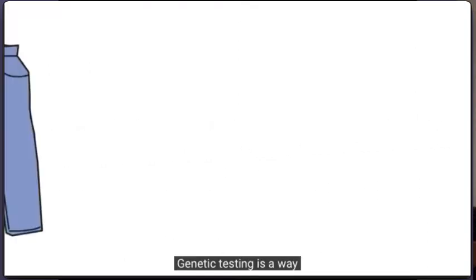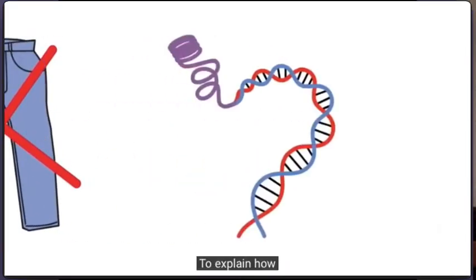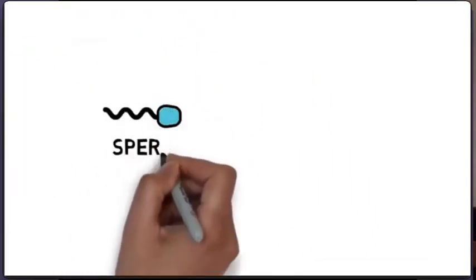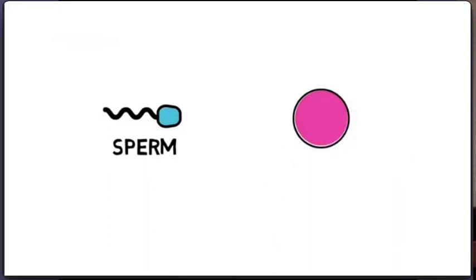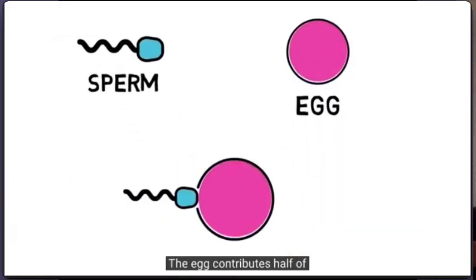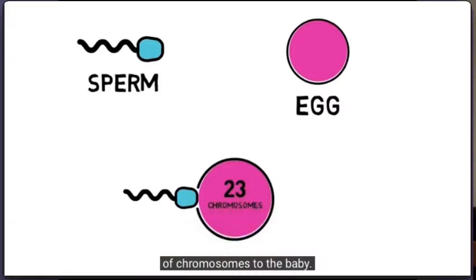Genetic testing is a way to look at your genes. Not these genes, these genes. To explain how genetic testing is done, let's start at the beginning, the very beginning. When a baby is conceived, a single sperm cell fertilizes a single egg cell. The egg contributes half of the necessary genetic material of chromosomes to the baby, and the sperm contributes the other half.